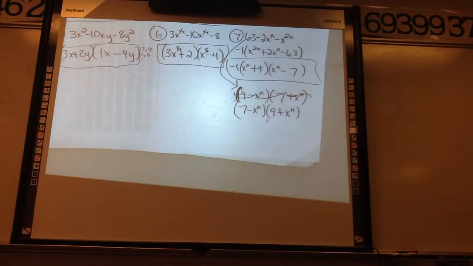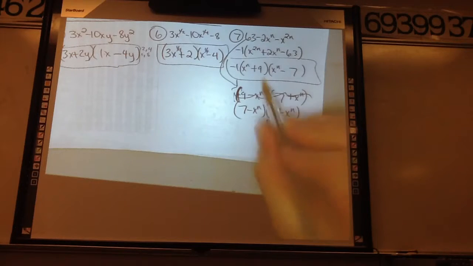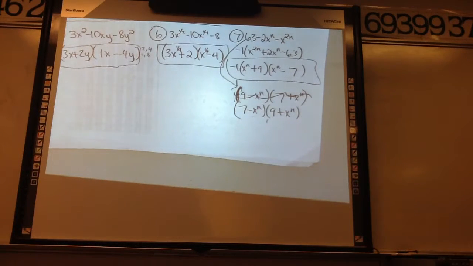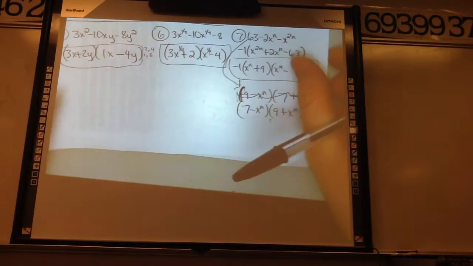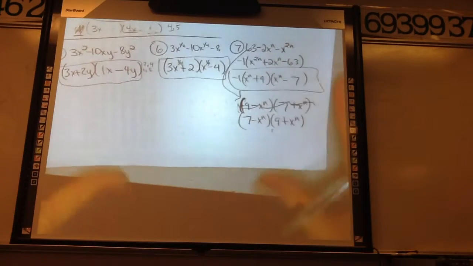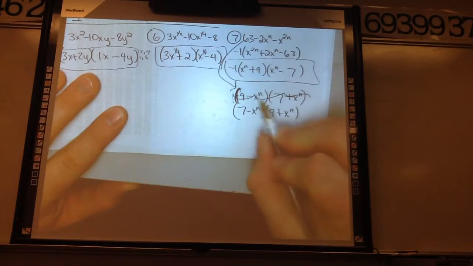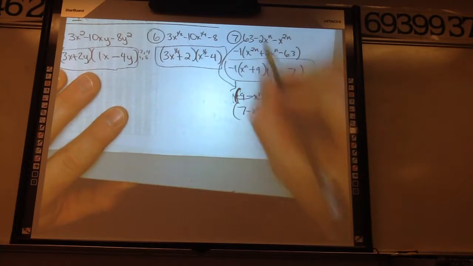And it doesn't have to be the 9 first, does it? I put negative x to the n plus 7, and that's fine. It starts with a negative. No, if you have the 9 right there, and you have the 7 on the other side, you're gonna have 9x^n minus 7x^n, which is positive 2.